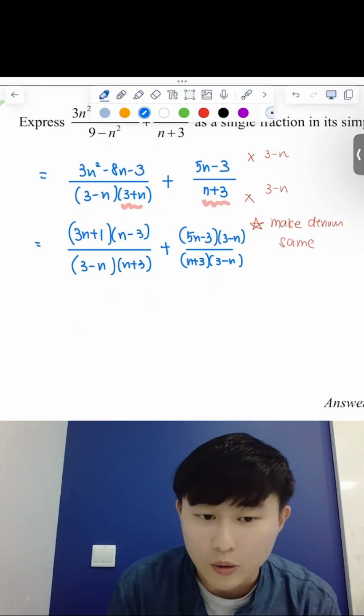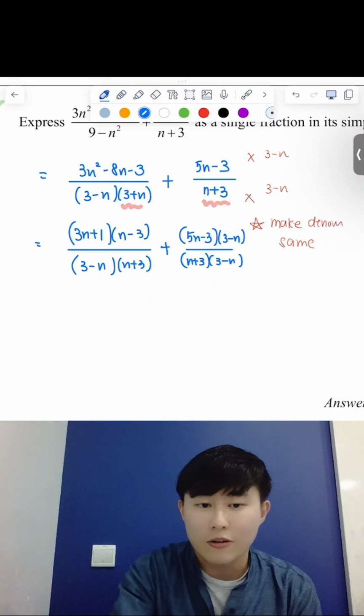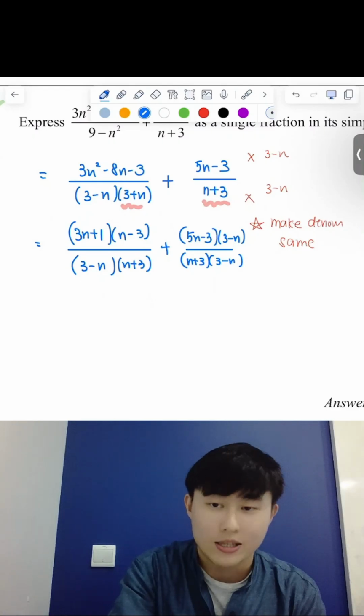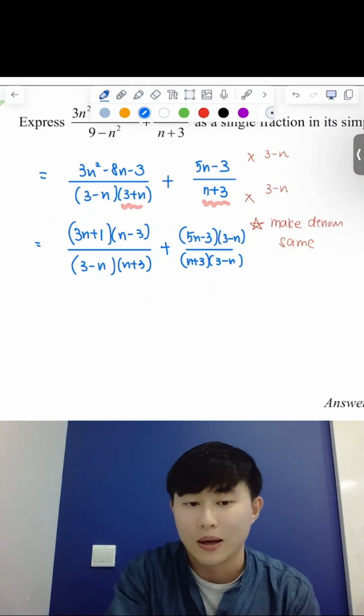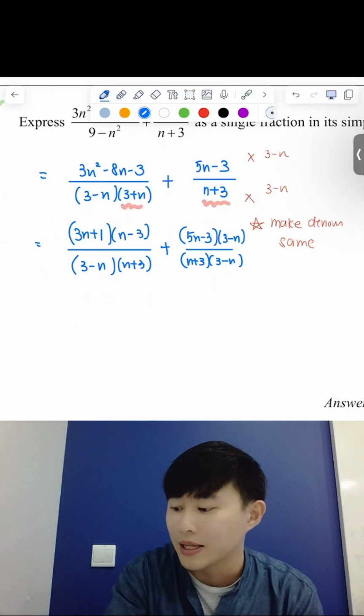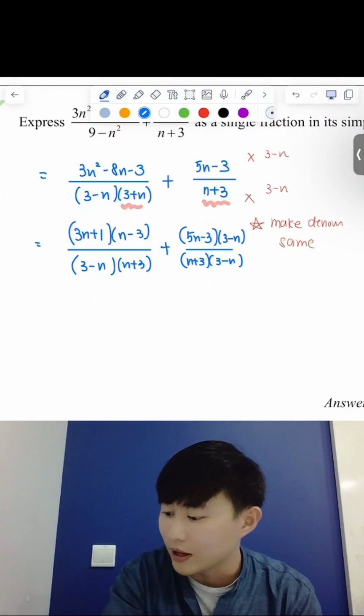Do you need to expand it? Some of you will want to expand it, also can. There's some of you who don't want to expand it, also can. It really depends on you. If you feel that expanding is easier for you, then go ahead.